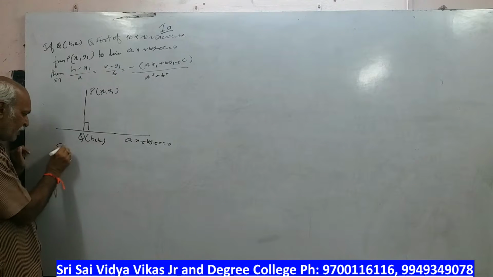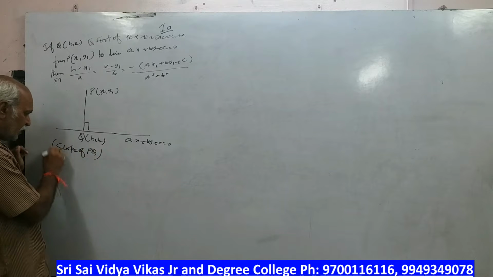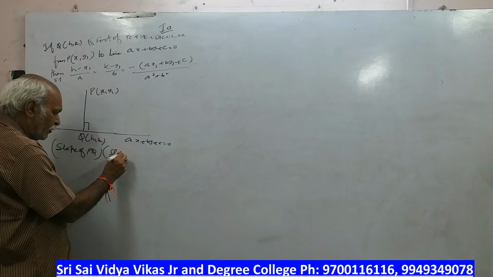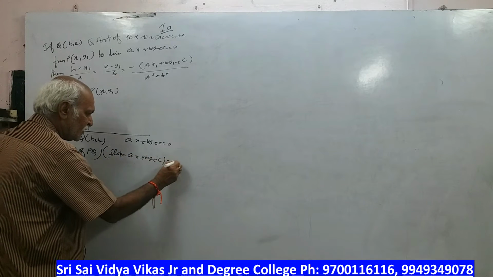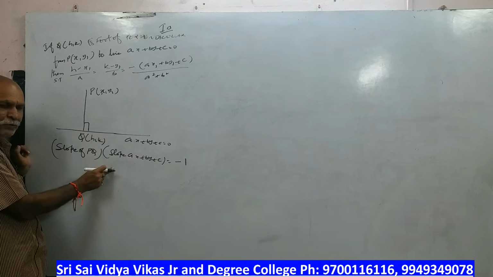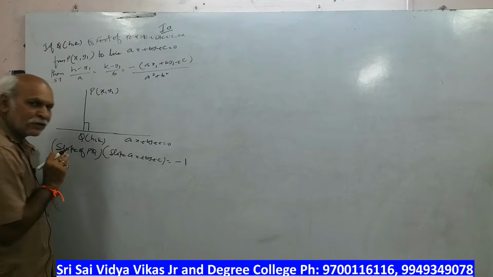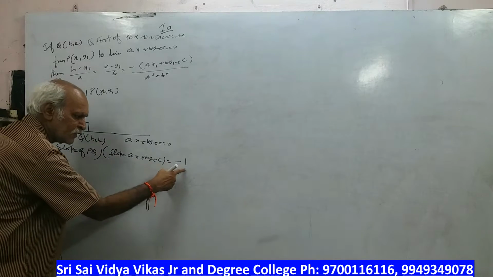Now what is the statement I am writing here? Slope of PQ into slope of the line ax plus by plus c is equal to minus 1. Why? This is a perpendicular, so m1 m2 is equal to minus 1. We know the product of the slopes is equal to minus 1.